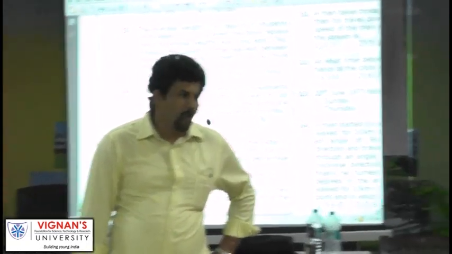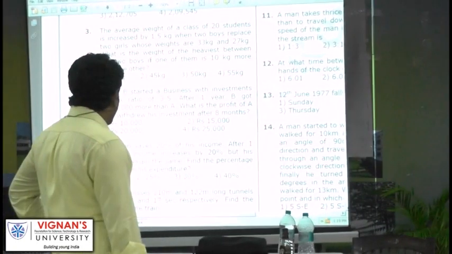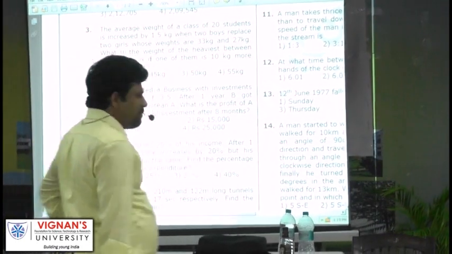Now in this 90, what does the problem say? The weight of 2 boys differ by 10 kgs, or one of them is 10 kgs more than the other.